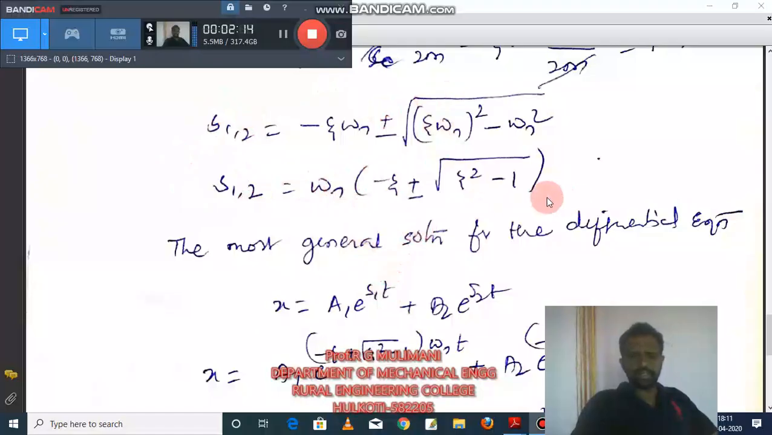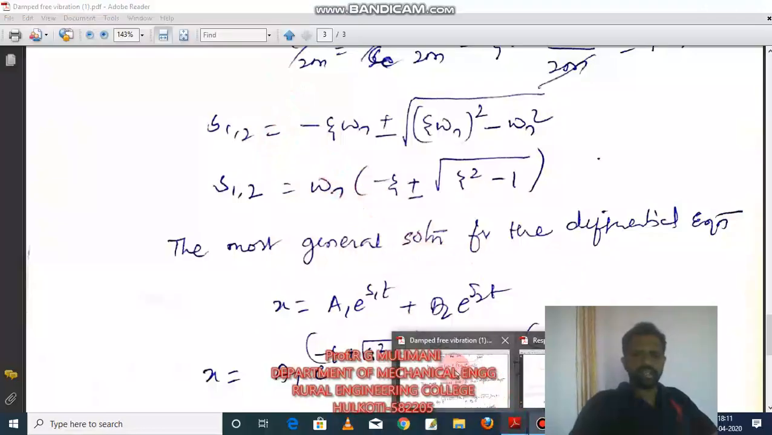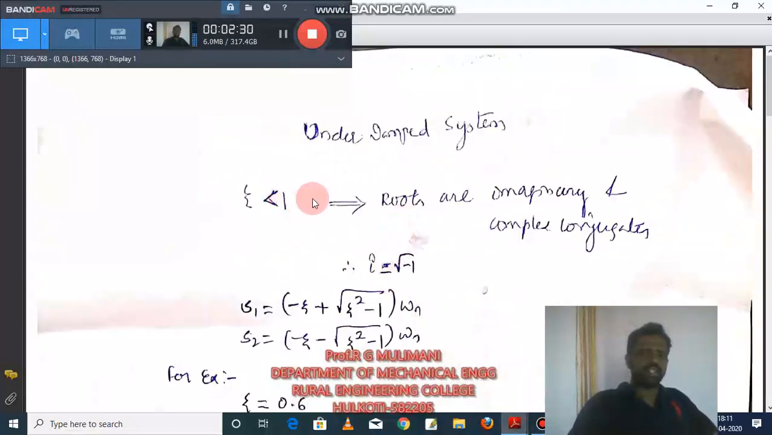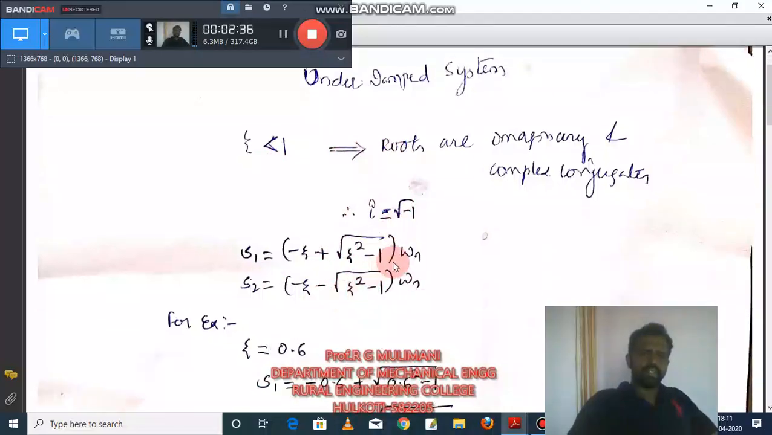In the last video, I also posted the response of the overdamped system. Now we will see the response for the underdamped system. What do you mean by underdamped system? It is the system where zeta value is less than 1, or c value is less than the critical damping coefficient, c less than cc. For the underdamped case, the roots are imaginary, complex quantities. What do you mean by imaginary? You will see square root of minus 1, that is i, here.